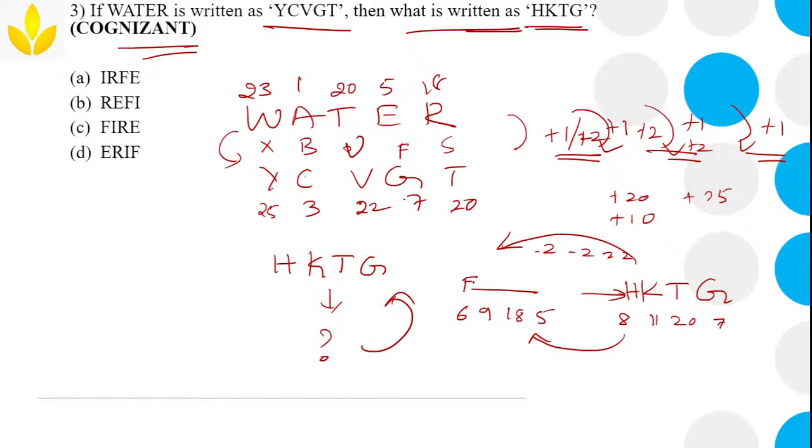What is the 6th letter? F. I is the 9th letter. R is the 18th letter. E is the 5th letter. So the answer is fire. Option C. Clear? Okay.